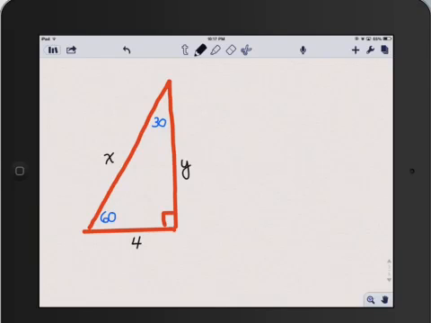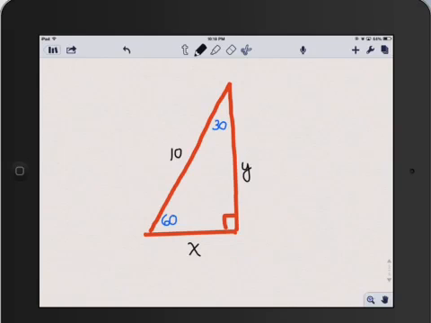So in this problem, the key value is always the shorter leg. The shorter leg in this case is the value 4. So the hypotenuse is equal to that number times 2, so x is equal to 8. The longer leg, which is the value for y in this case, is equal to that number, 4, times the square root of 3. Next problem.